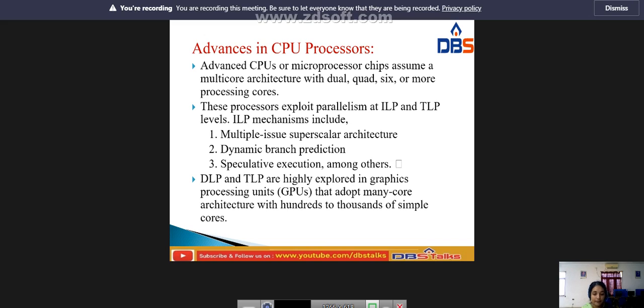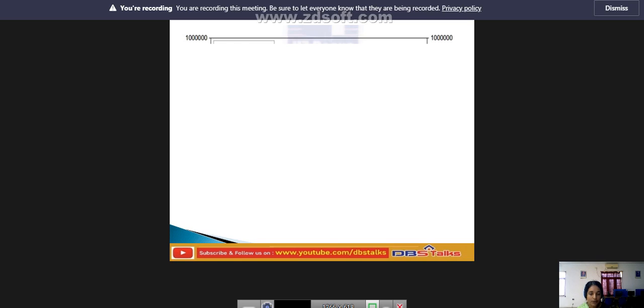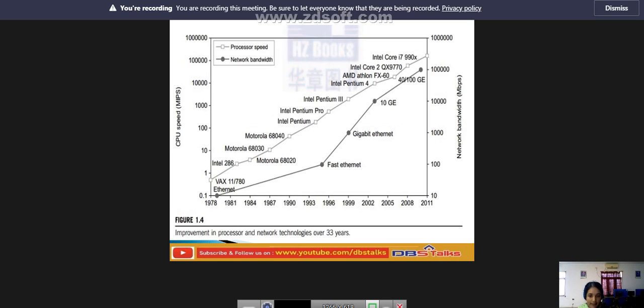So what is meant by processor speed growth? The processor speed growth is arranged in the upper curve. If you see the diagram, we can understand. In the upper curve we see the Intel 286, Motorola 68030, Intel Pentium 3, Intel Pentium 4. These are the different processor speeds, and the performance level increases from one level to another. This is the growth of the processors.